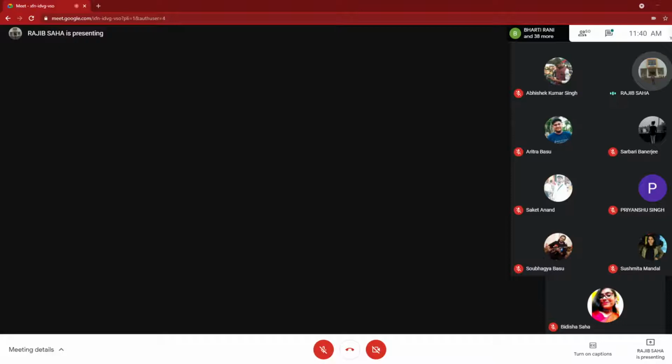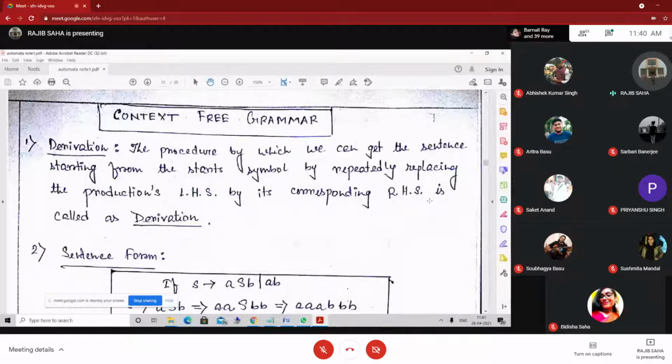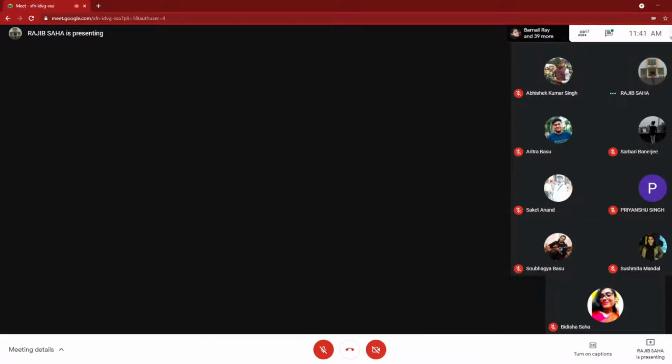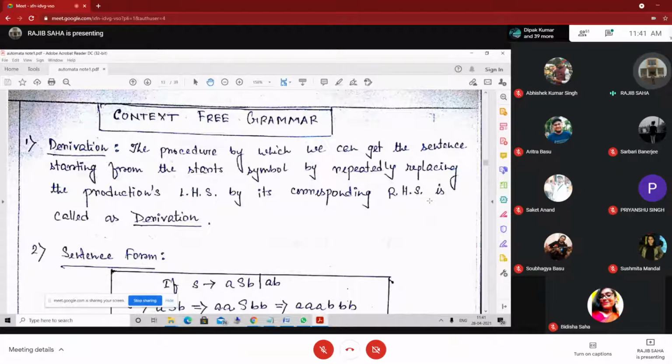The last class. And I have told you that among those classifications, type 3 and type 4, that is the context-free grammar, and type 4 is the regular grammar. These two basically are included in your syllabus. So we'll start with the context-free grammar. Today we will start with the context-free grammar. I think all of you know what is called context and why it is called context-free. I think these things are clear to all of you.